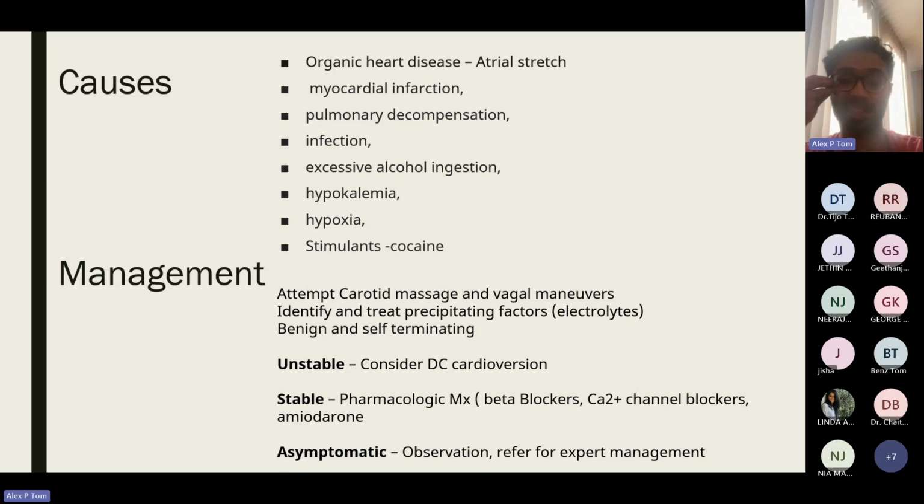If the patient is stable, then pharmacological management options would be stuff like beta blockers and calcium channel blockers and amiodarone. But most of the time, I don't think you will come across any of these in a bone center. And if you need to prescribe any of those, like amiodarone, it's better if you could seek out senior help and then take it from there.